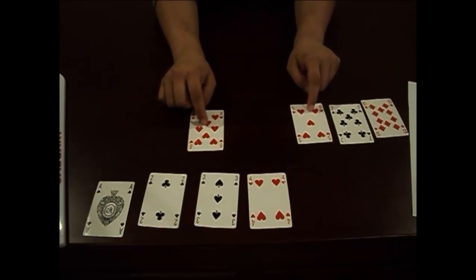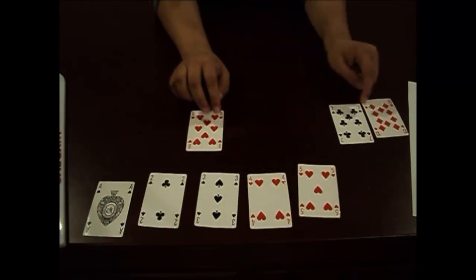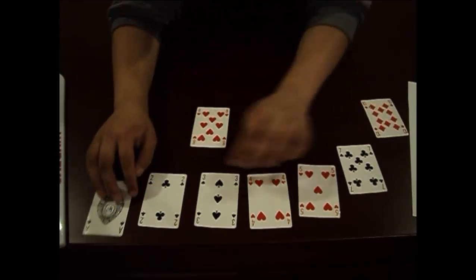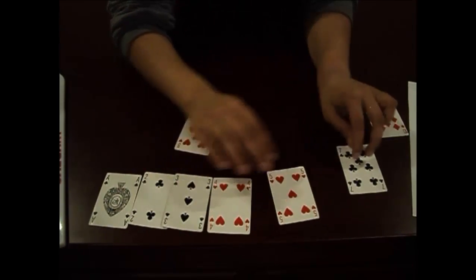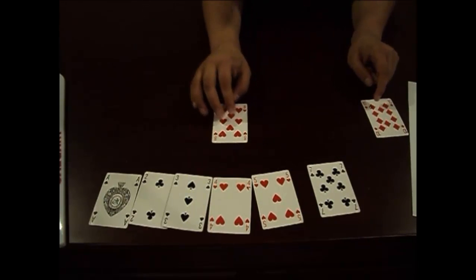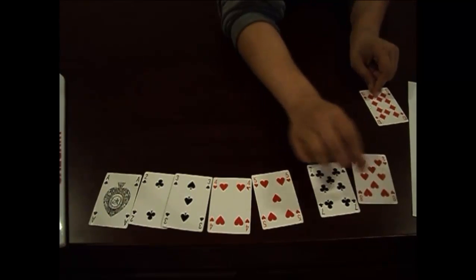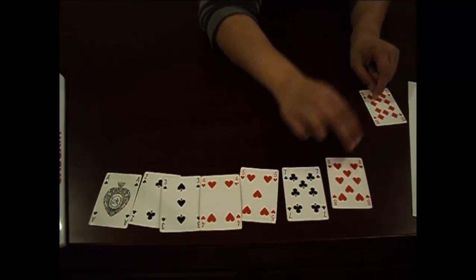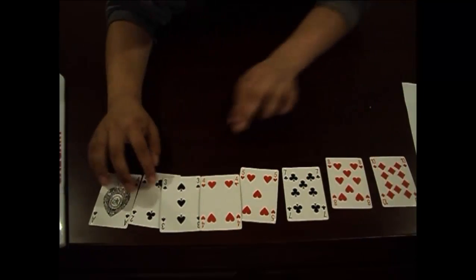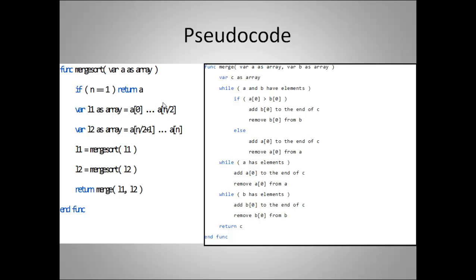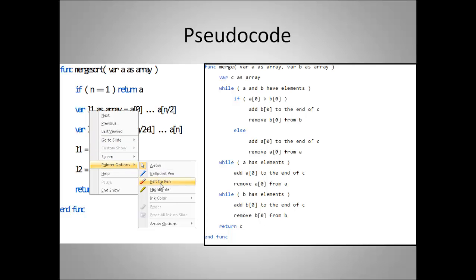We have an 8 and a 5. Since 5 is less than 8, we push the 5 down. We have an 8 and a 7. Since 7 is less than 8, we push the 7 down. Let's make more space for the other cards. We have an 8 and a 10 remaining. Since 8 is less than 10, we push that down. And since all that's remaining is 10, we push that down as well. Now we have a completely sorted list of numbers. Now that you've seen that video, let's start talking about code, and more specifically the pseudocode.